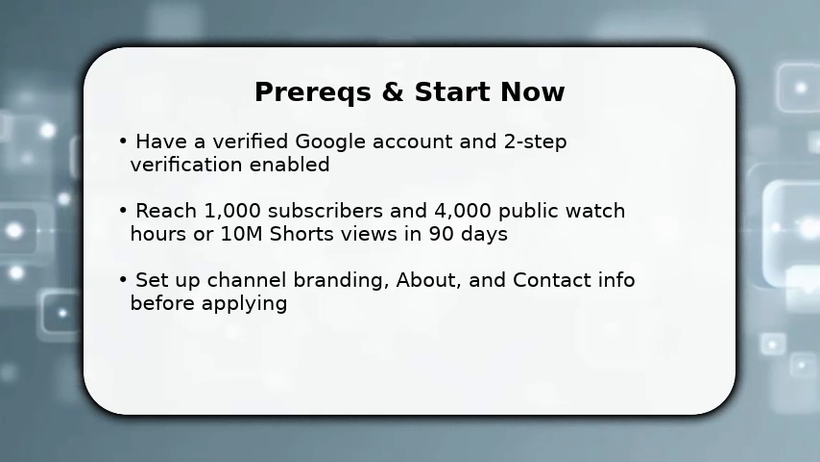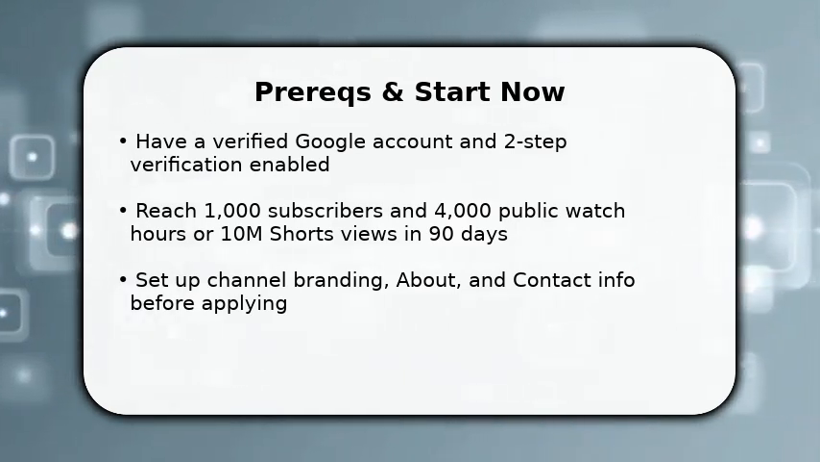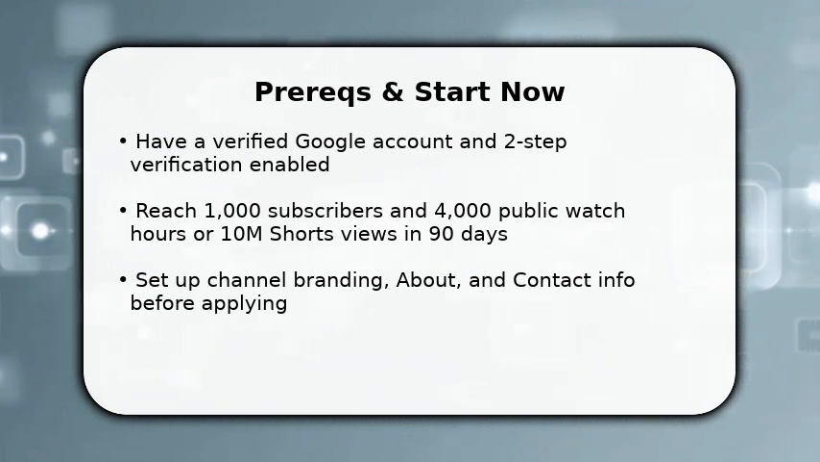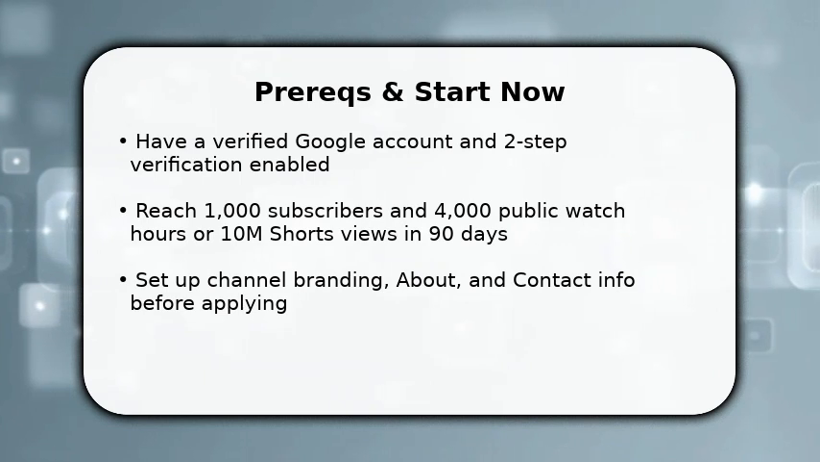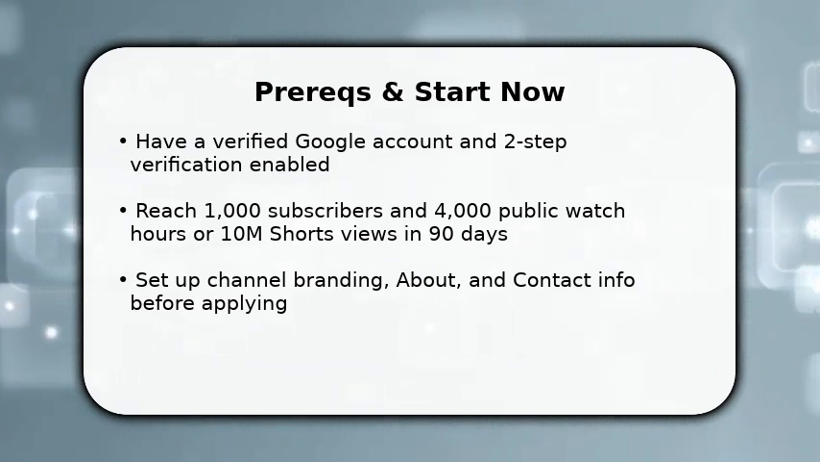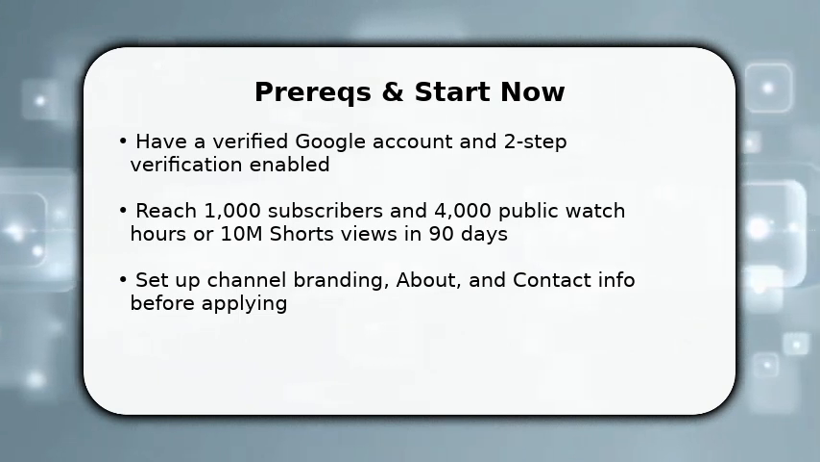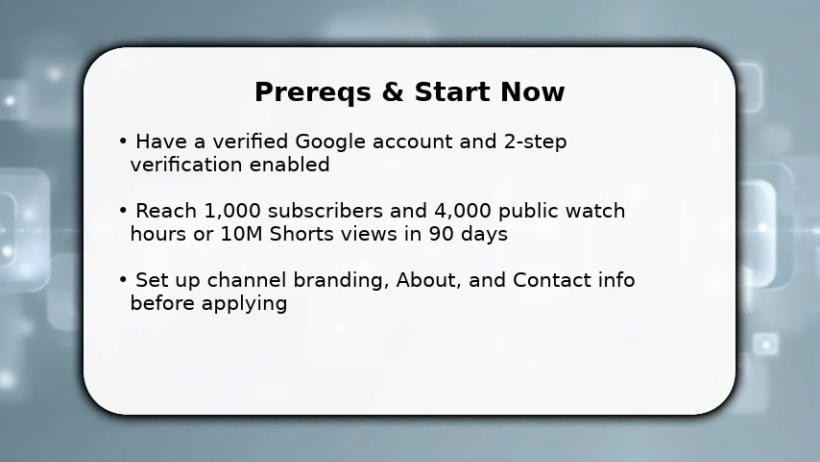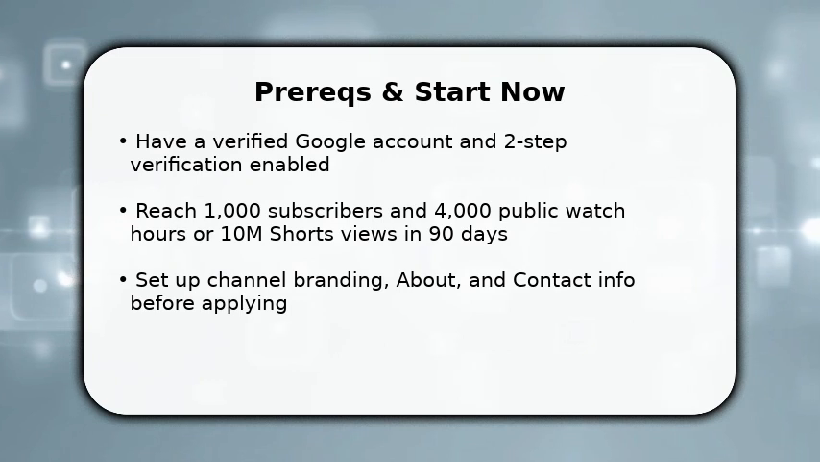You begin by confirming prerequisites. Verify your Google account and enable two-step verification so you can access monetization settings securely. Once done, check your channel metrics. You need 1,000 subscribers and either 4,000 public watch hours or 10 million shorts views in a 90-day period, so measure progress in YouTube Studio.